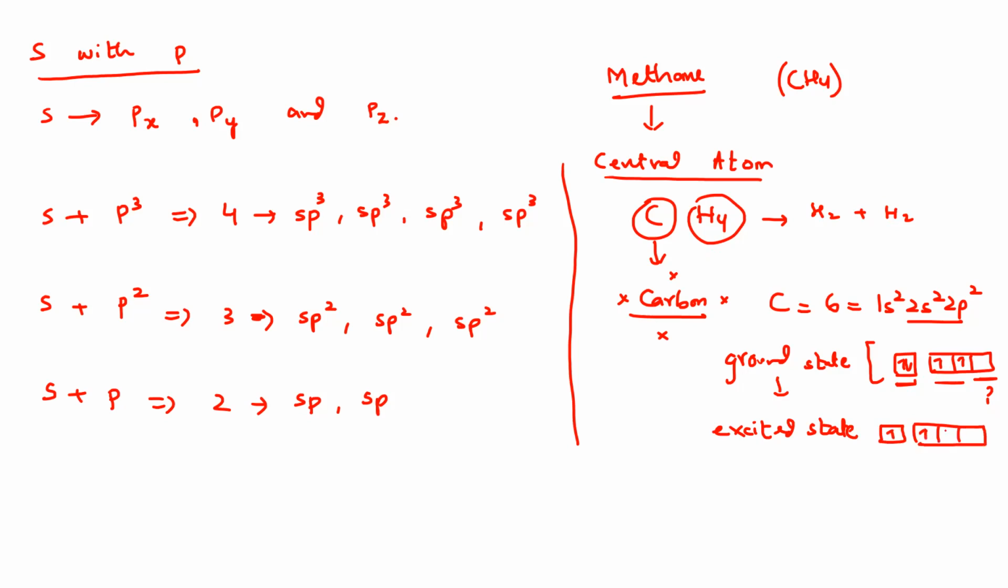One electron here, one electron here, one electron here, one electron. Make sense? So what happens is this pair breaks and the electron goes here. Now what do you see? I see four different vacancies, right?